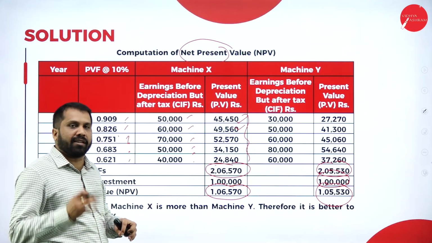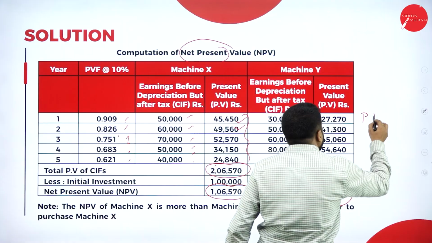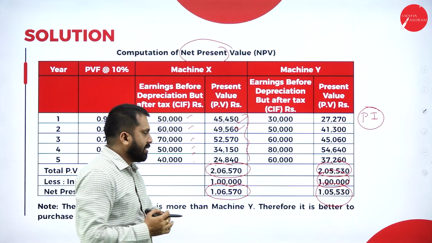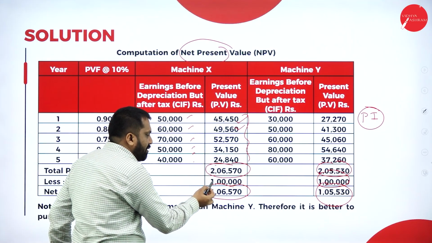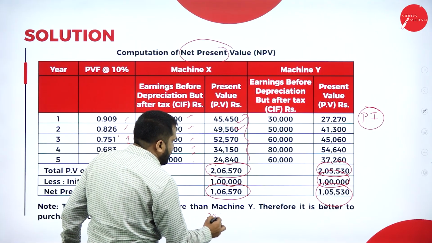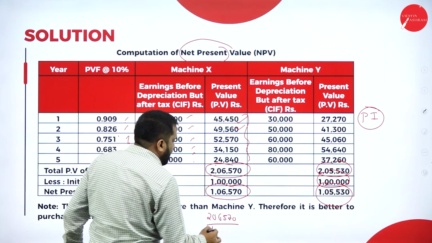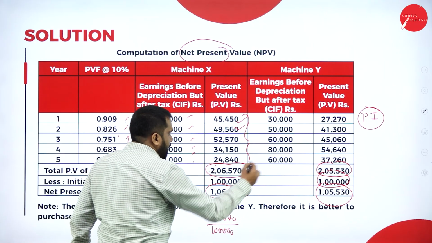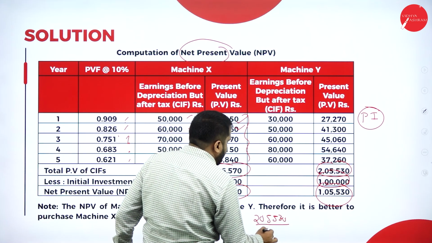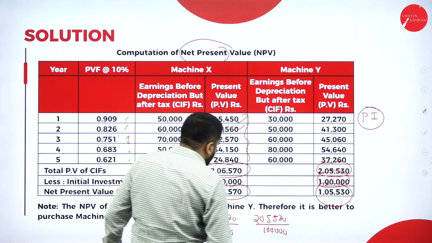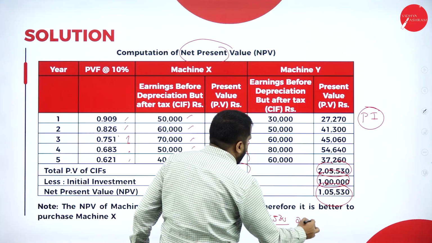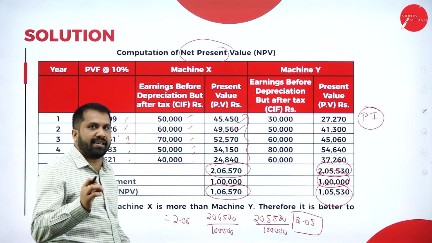If the same question they have asked PI, profitability index, how to solve profitability index? Yes, easy one. Instead of subtract, you have to do what? Divide. For example, 206,570 divided by 1 lakh. In this, 205,530 divided by 1 lakh. So you may get how much? 2.06. You may get 2.05. This will be your profitability index.